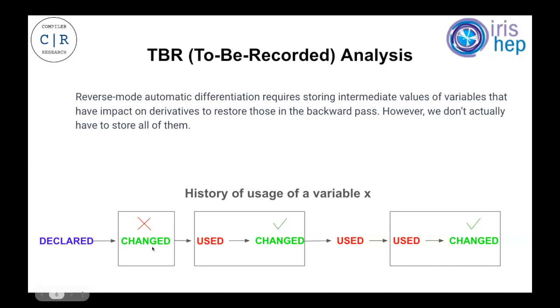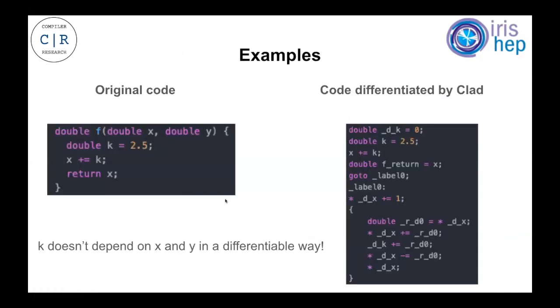And there are other examples like that where we can actually not store some variables. Like right here, we can look at the program and notice that k does not depend on x or y, the arguments of the function. So we actually never have to store the derivative of k. And if you look closely at this example, you can notice that the derivative of k basically produces dead code.